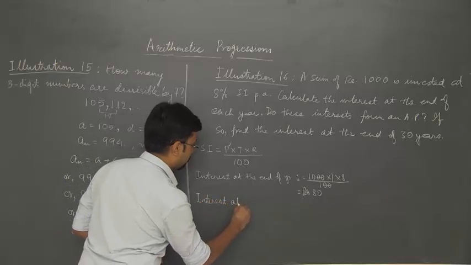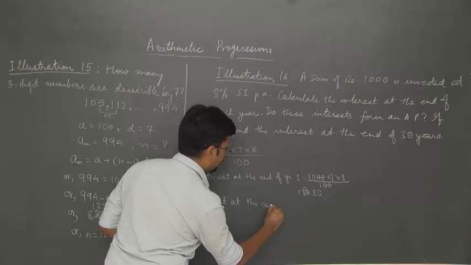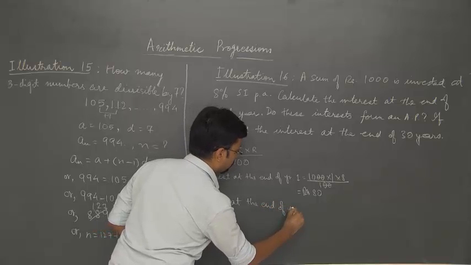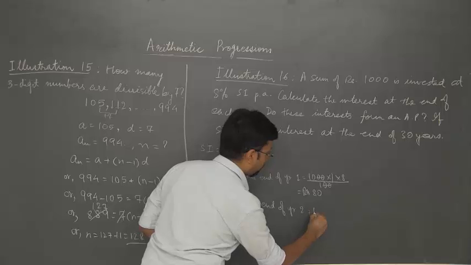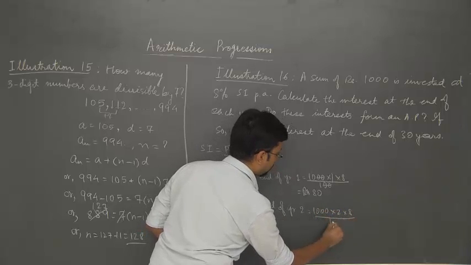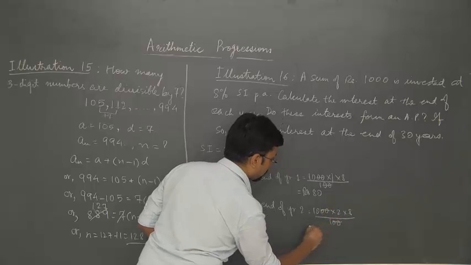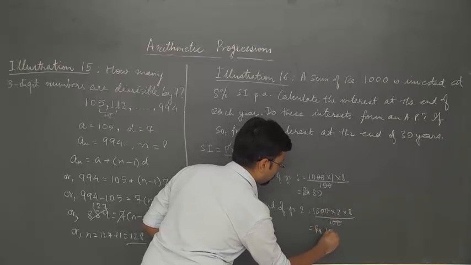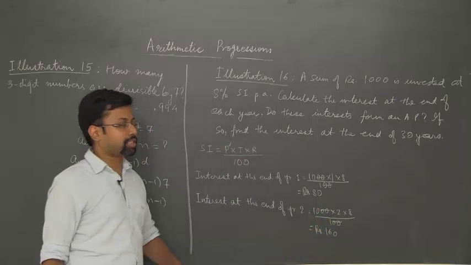Interest at the end of year 2 will be 1000 into 2 into 8 by 100, rupees 160. The principal remains the same, 1000.